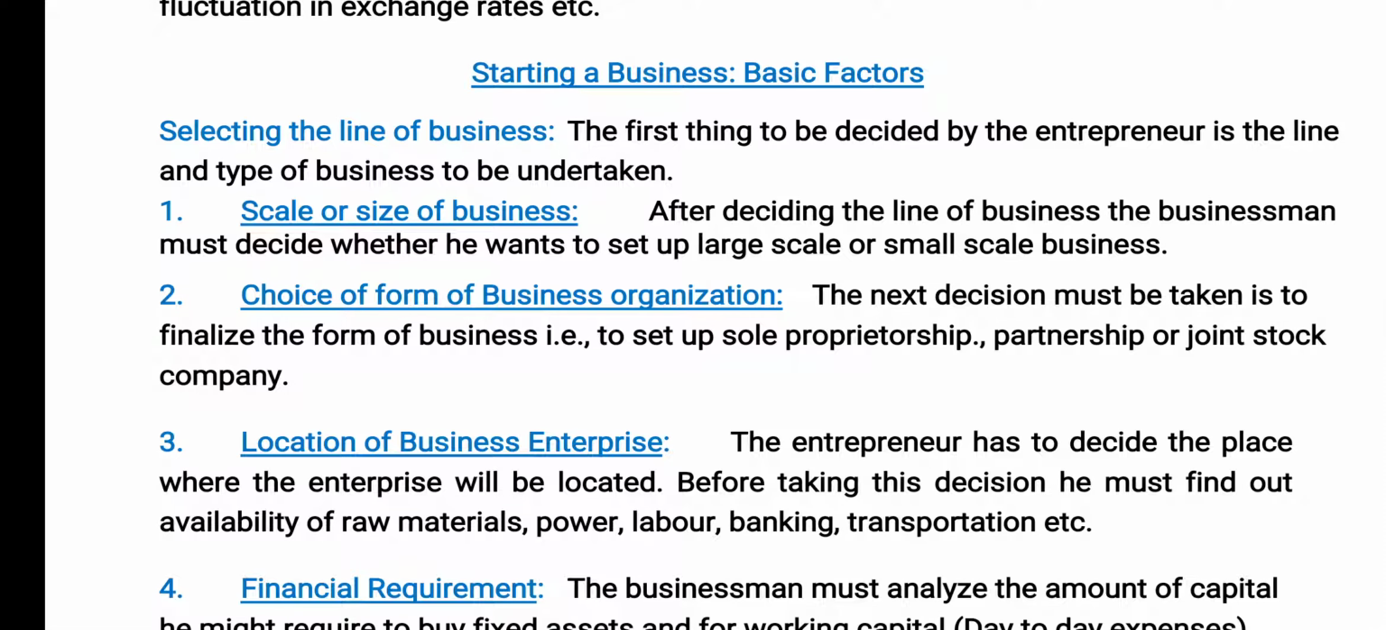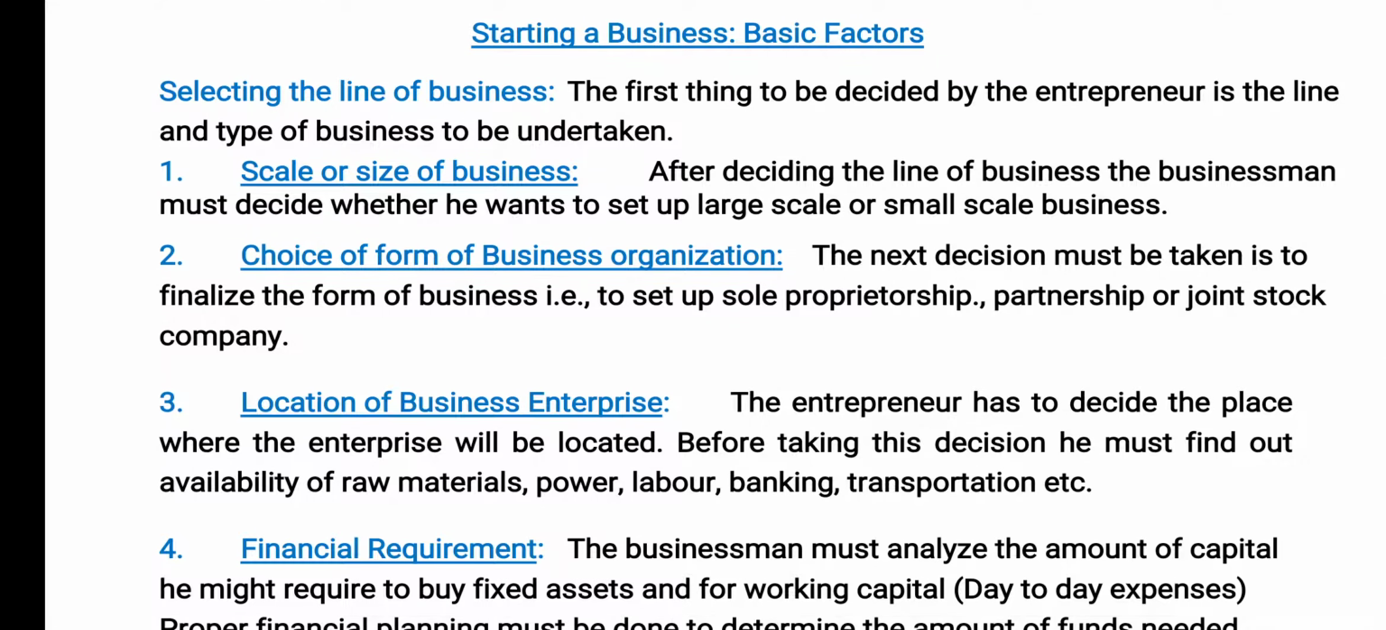Now at last, I am going to give you one topic, that is starting a business, that is how you can start up a new enterprise. So what basic factors affect starting a new enterprise? For selecting the line of business, the first thing to be decided by the entrepreneur is the line and type of business to be undertaken. If you want to start a business, you have to find out which type of business you are going to do. There are 9 basic factors which are going to affect it.